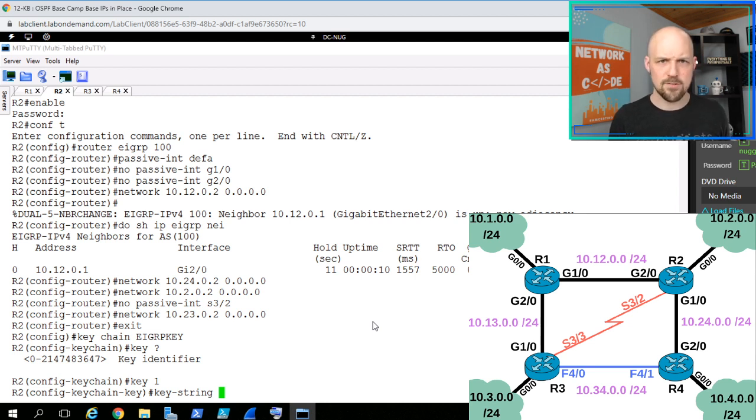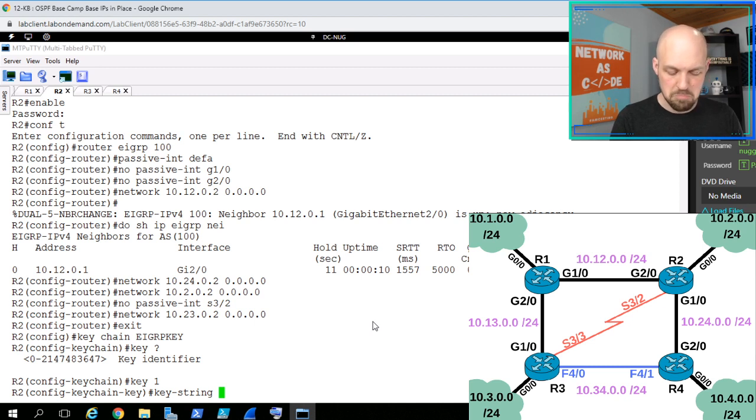Remember OSPF has the three types. They have type 0, which is no authentication, type 1, which is simple, i.e. plain text, and type 2, which is MD5. Well, EIGRP also has no authentication. That's the default. That's what we've been doing so far. And it skips right up to MD5. Not that they call it type 2 in EIGRP, but it skips right up to MD5. So there is no plain text authentication in EIGRP, which is nice.